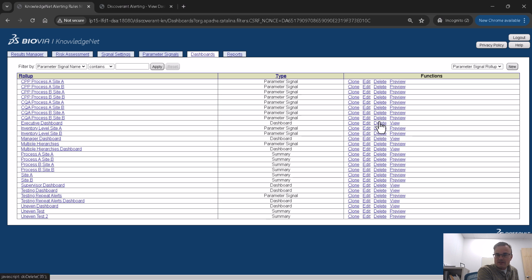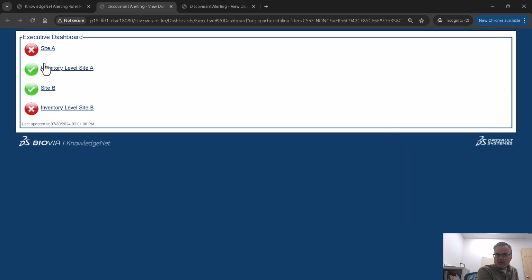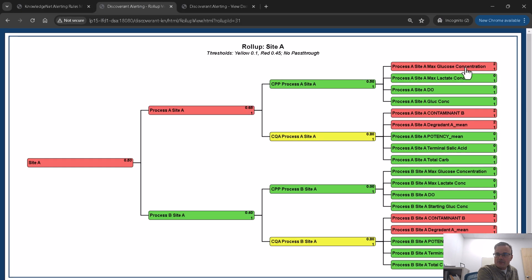For instance, in the one that we were looking at, if you had a pass-through value for any of these, the red would pass all the way through the top. So in this case, since one of these is red, this would be red, this would be red, and that would be red, if you set the pass-through all the way to pass through to the top. So that's essentially how these calculations are done.